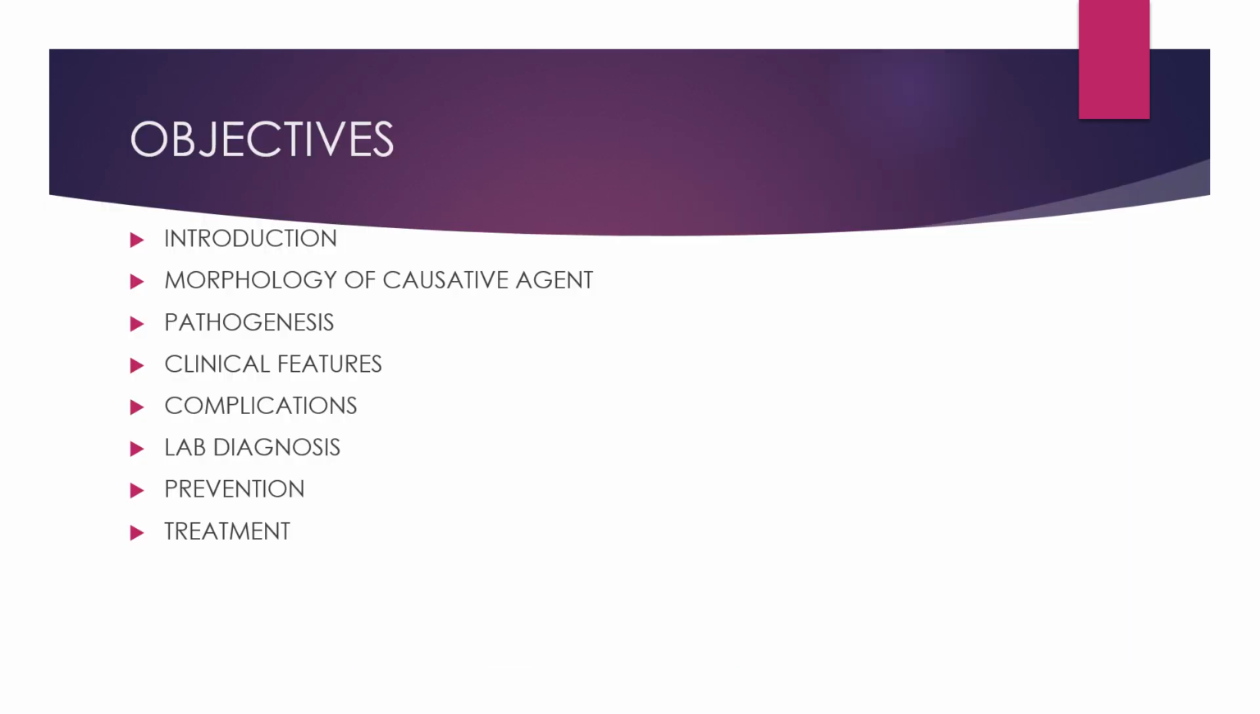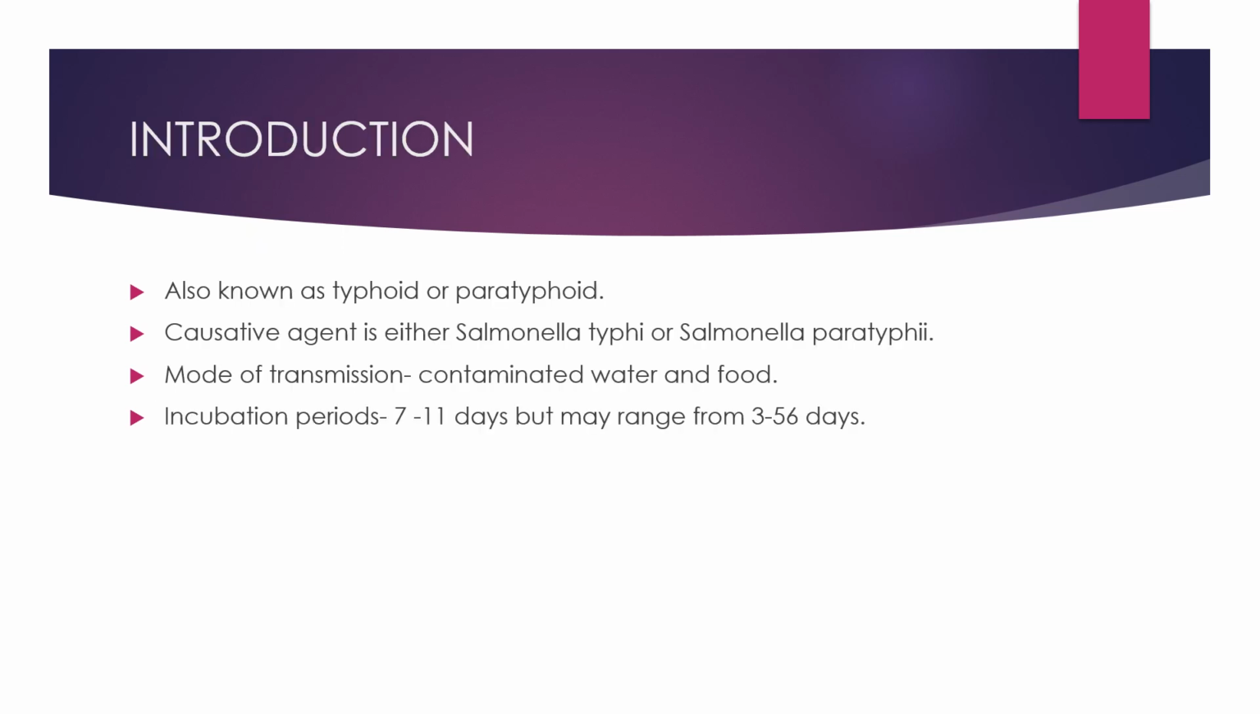So, the objectives we're going to deal with today are the introduction, morphology of the causative agent, pathogenesis, clinical features, complications, lab diagnosis, prevention, and treatment. The introduction: enteric fever has two names. It can either be typhoid or paratyphoid, and the causative agent can either be Salmonella typhi or Salmonella paratyphi. The mode of transmission is contaminated water and food. The incubation period is around 7 to 11 days, but it can also range from 3 to 56 days.